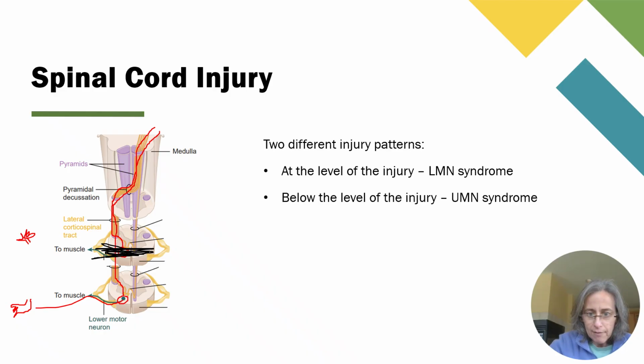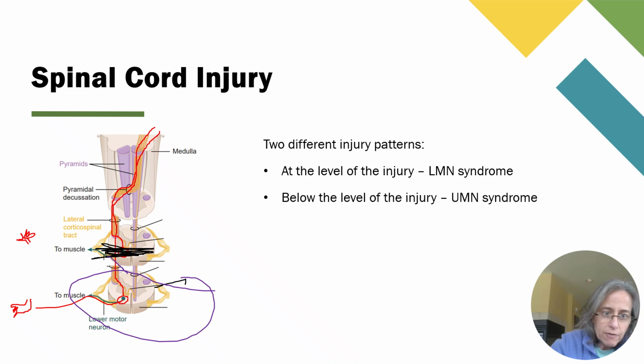But below the level, down here, let me change color. Down here, what I've lost is my connection from the upper motor neuron. My lower motor neuron is fine. So down here, I'm going to have an upper motor neuron syndrome. So down in the lower extremity in the foot, I'm going to have spastic paralysis, increased reflexes, increased tone. So spinal cord injuries are really interesting in that way because you're going to get a mix. Just at a very precise level, you're going to have that lower motor neuron syndrome, but everything below that, you're going to have an upper motor neuron syndrome.